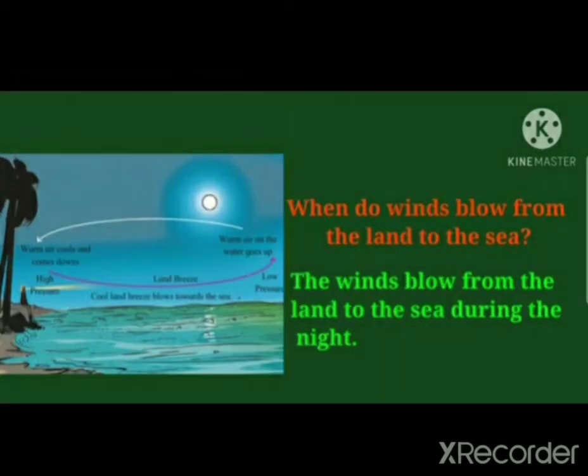Next question that has been asked: when do winds blow from the land to the sea? The answer is, the winds blow from the land to the sea during the night.